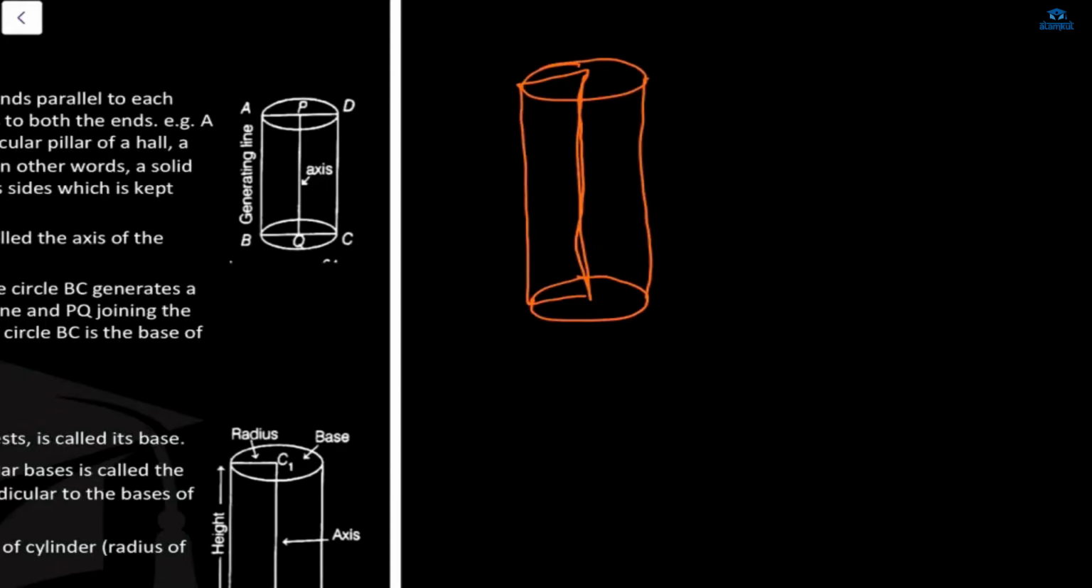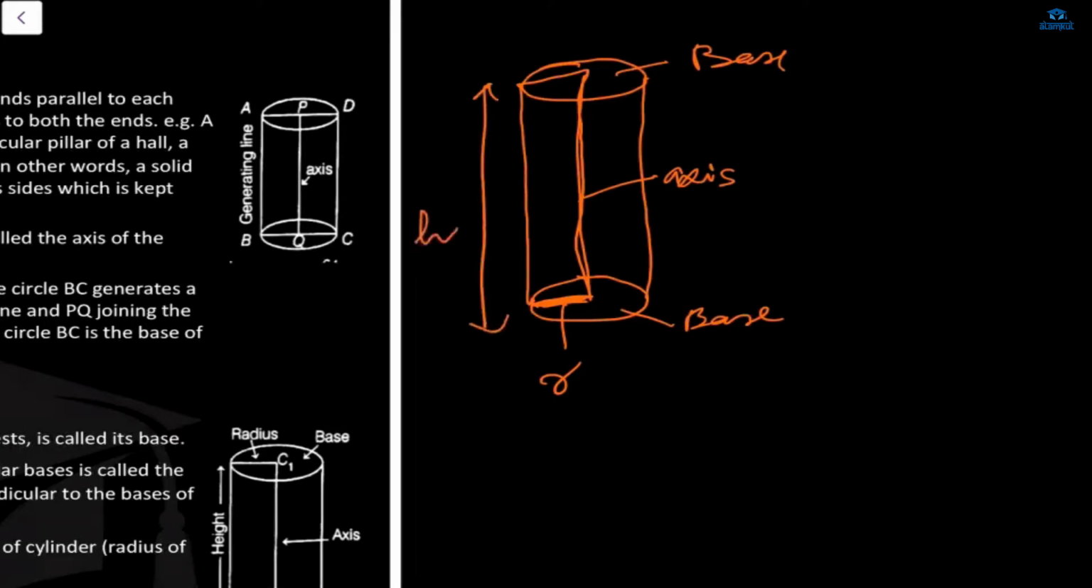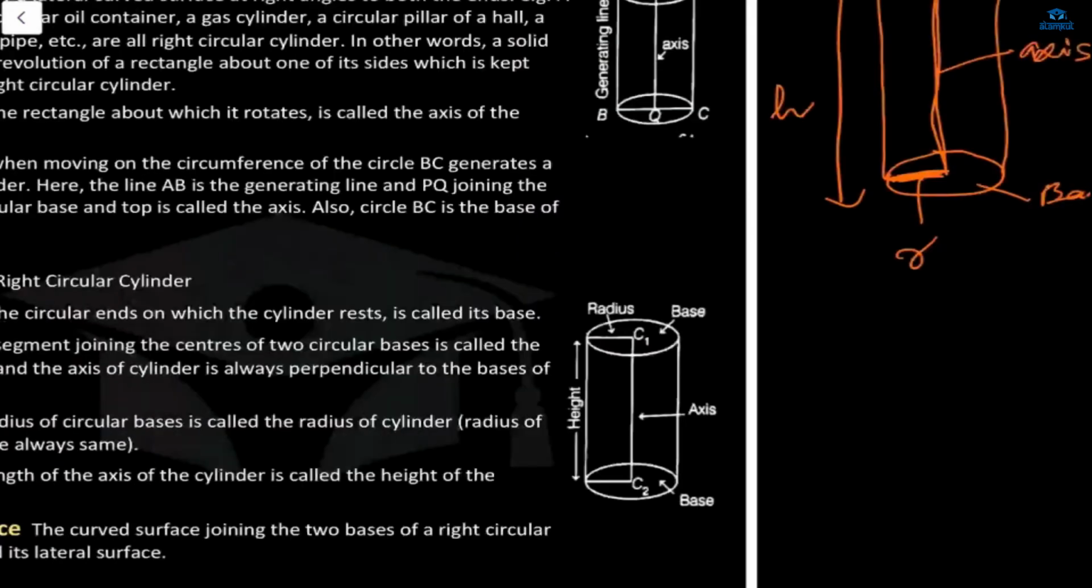So this is the complete cylinder, where this is called the axis, and this is your base, the top and the bottom. Then this part is the radius of the cylinder, radius of the base, radius of the upper base, all are same. And then this will be your height. Anything missing? No. So this is all.